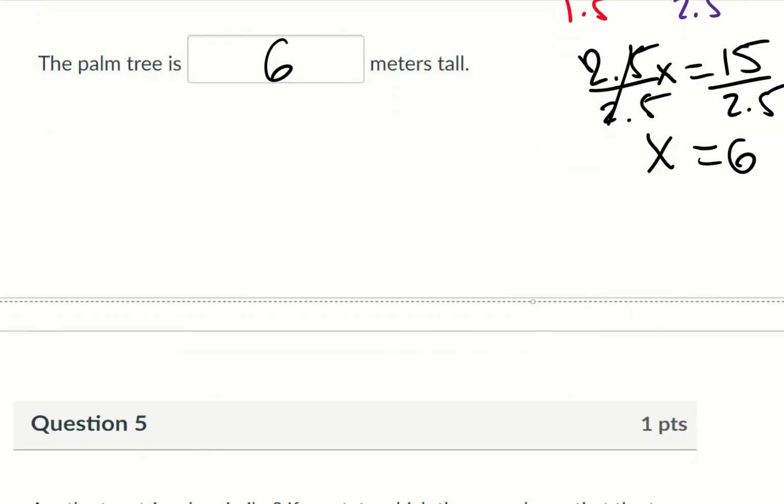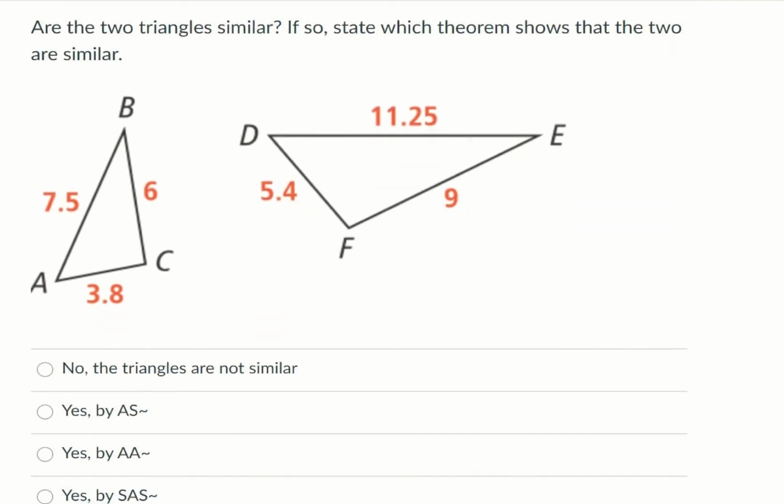All right, so looking at the next question, are the two triangles similar? If so, state which theorem shows that the two are similar. So we have 3 sides, so we're probably going to use side, side, side, but we have to determine which side goes where.